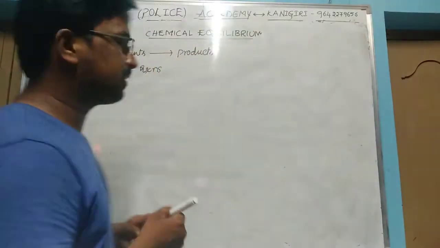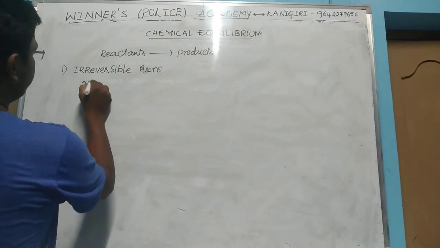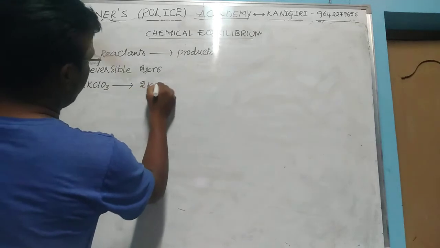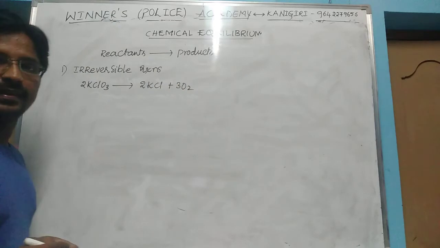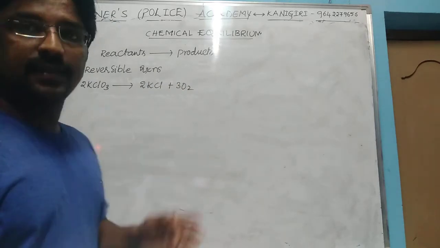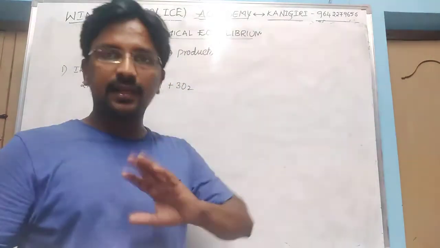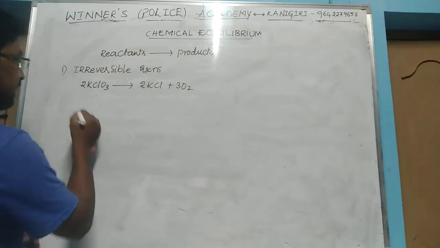Let us see one example here. 2KClO3 gives rise to 2KCl plus 3O2. In this reaction, it is carried out only in a single way. The reactants can give the product, but the product cannot. Let us see another example.